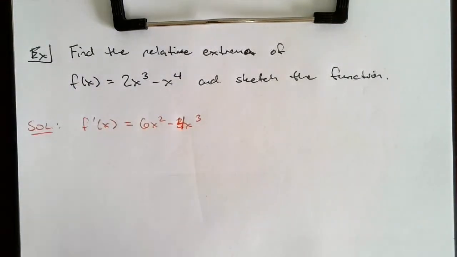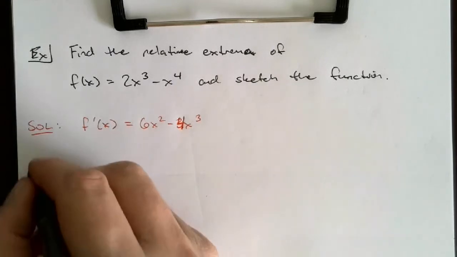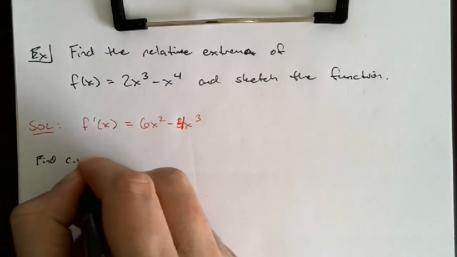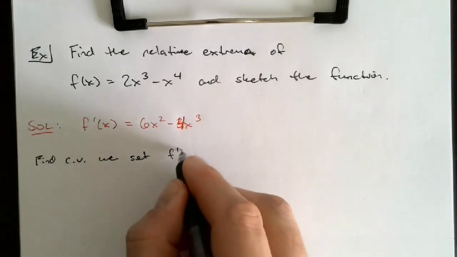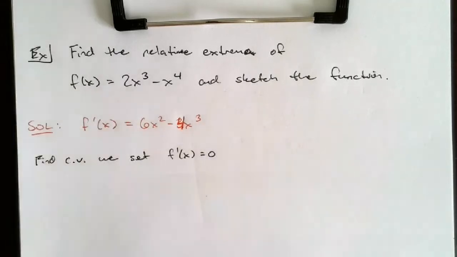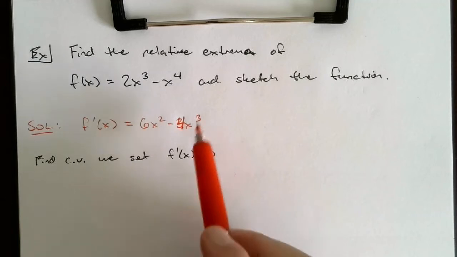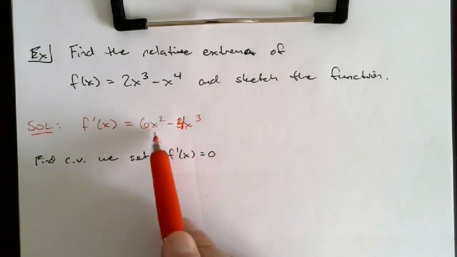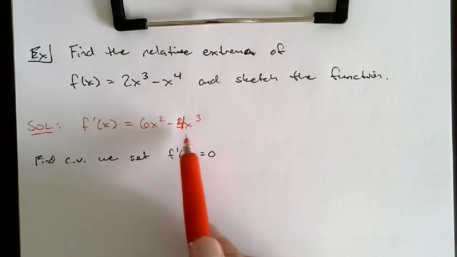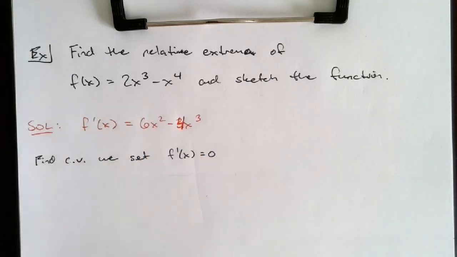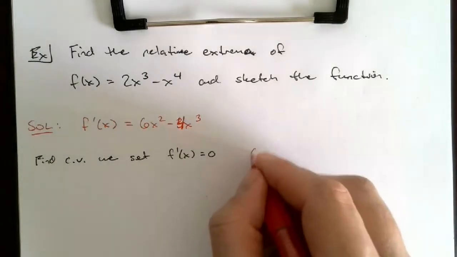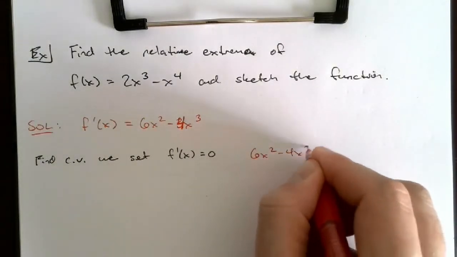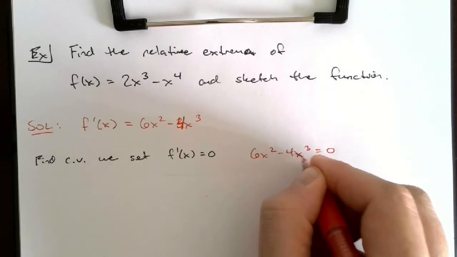And then to find critical values, CV for critical values, we set f prime of x equal to 0, or find where it's undefined. In this case, nothing will be undefined because this is a polynomial, so we know the function exists at all x values. So we're just going to find where it's equal to 0. I'm going to set 6x squared minus 4x cubed equal to 0, and we're going to solve that.